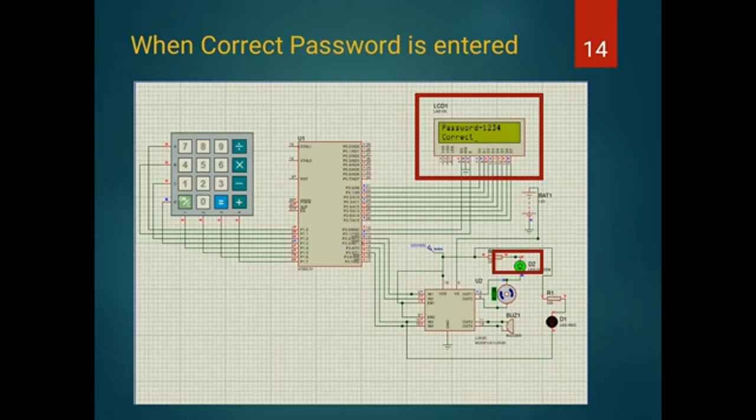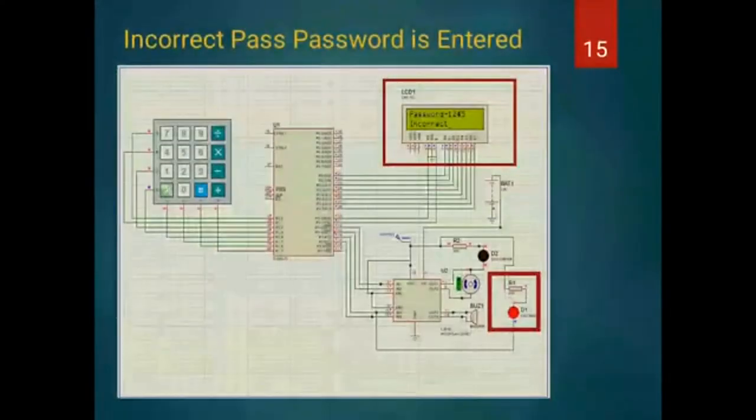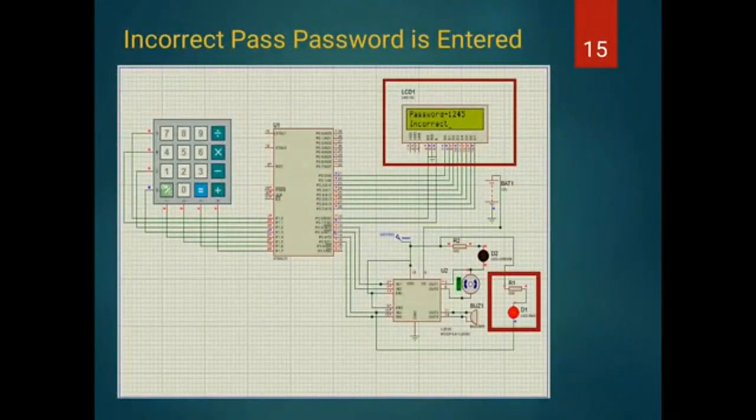If we put in the wrong password, then the LCD displays incorrect. Here a wrong password means any password other than 1234. At that time the motor does not start and a buzzer makes a sound. At the same time a red LED turns on.